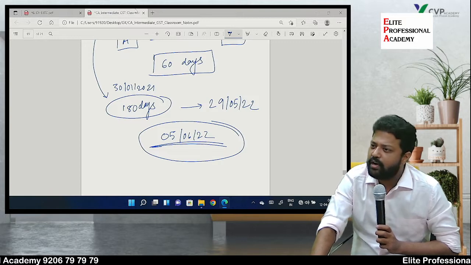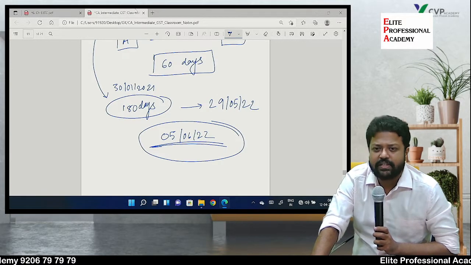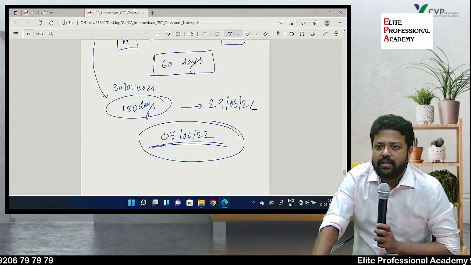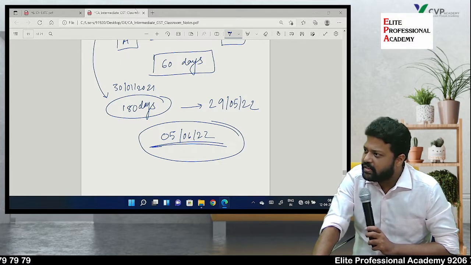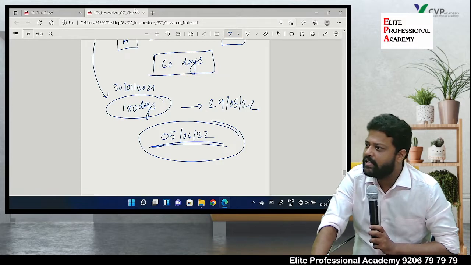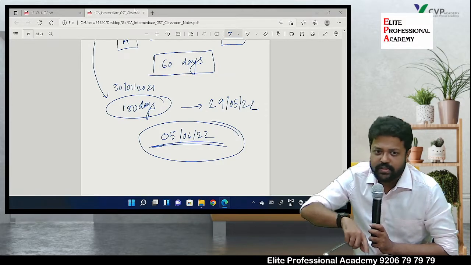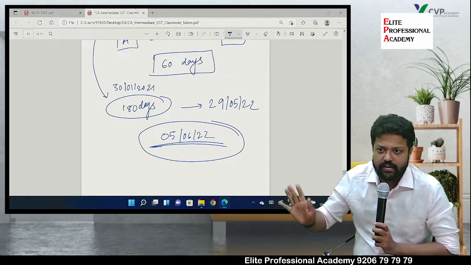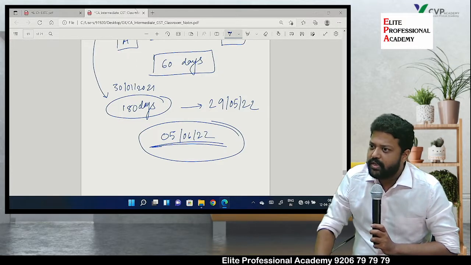Of course, court will drop it considering the principle of natural justice and everything, but as far as the assessments are concerned, tax authorities can always take this stand and say that this credit is not eligible to you because you have not reversed, not re-availed. Clear? 180 days point very clear to you?